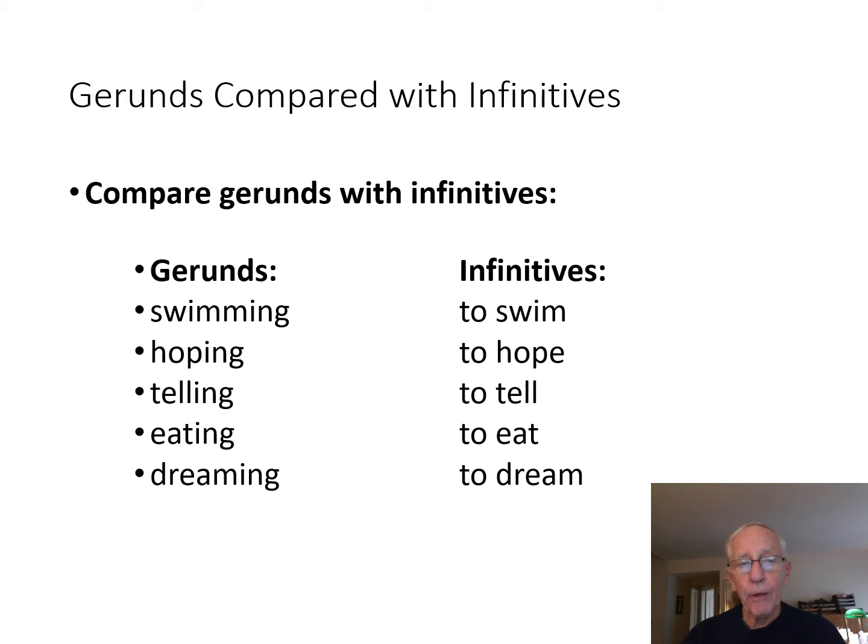Here's a quick comparison of gerunds with infinitives. Notice the list of gerunds here. They're all action verbs: swimming, hoping, telling, eating, dreaming. And with that ing ending, these can be used in a sentence as noun equivalents. Infinitives are very, very similar. In every case, however, they are preceded with the word to. We'll look at some more examples.